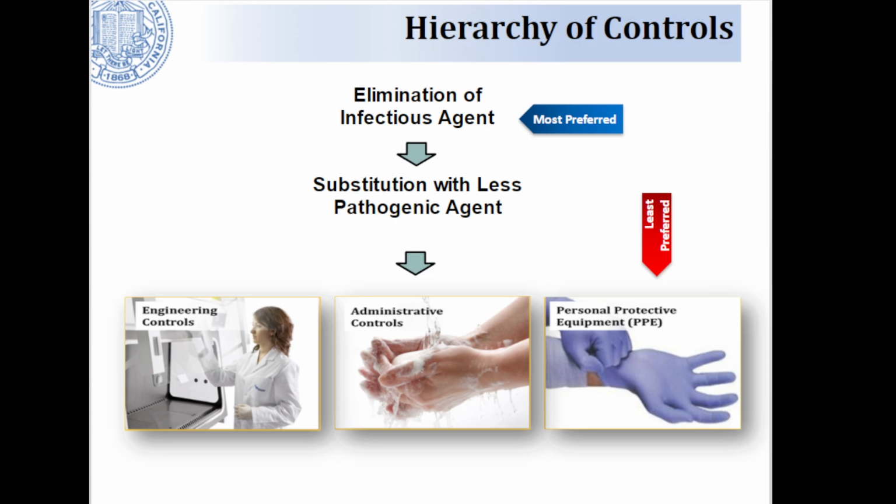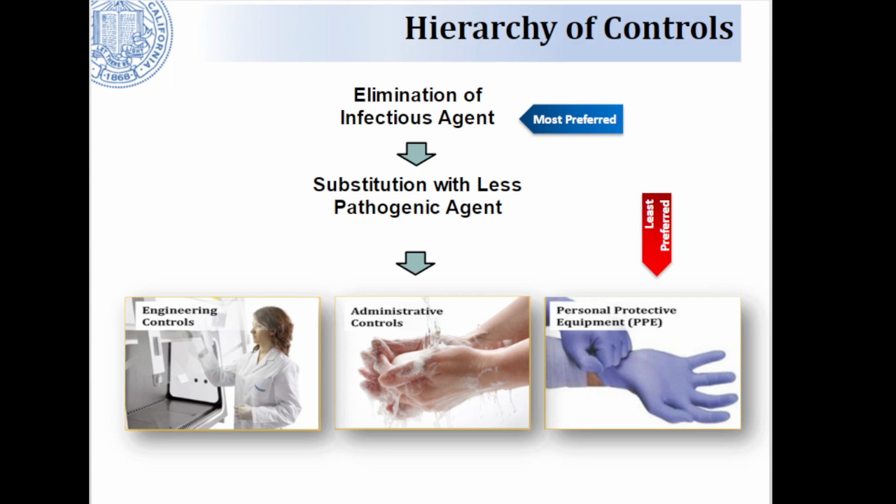The common methods of compliance used to prevent exposure to bloodborne pathogens follow the hierarchy of controls, which are elimination, substitution, engineering controls, administrative controls and work practices, and personal protective equipment, or PPE. Not all control measures provide the same level of protection.